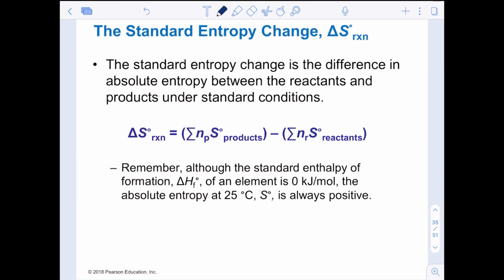So now we know how to calculate delta S of the surroundings based off of enthalpy and the temperature. And we know how to calculate delta S of the reaction. So we can talk about spontaneity a little bit more. And we will continue on this idea throughout the rest of the week.